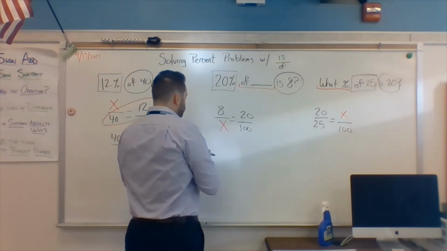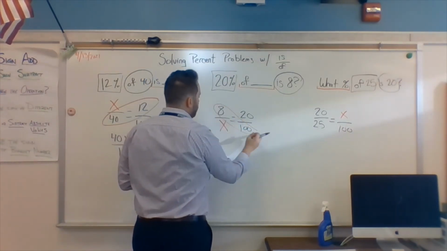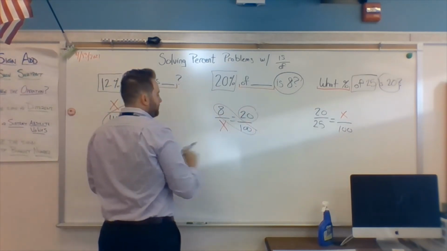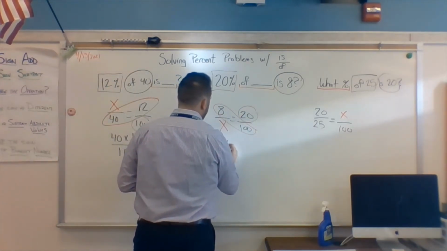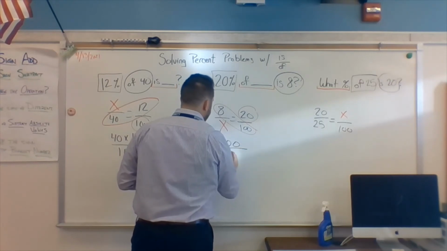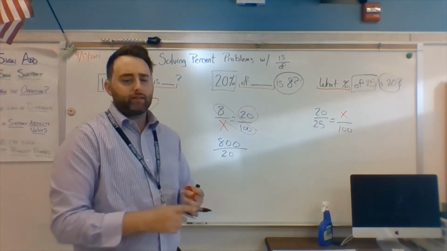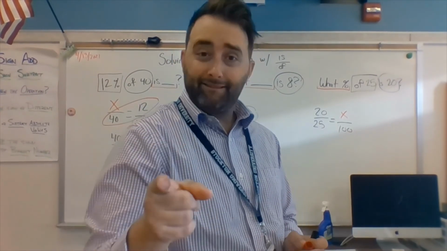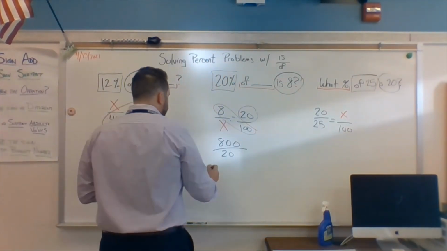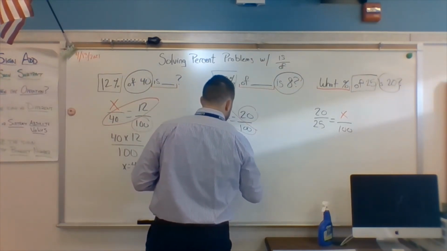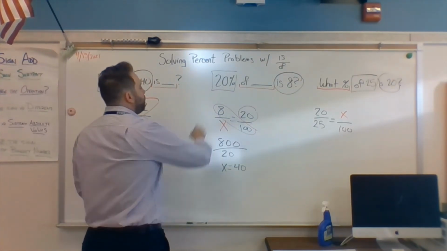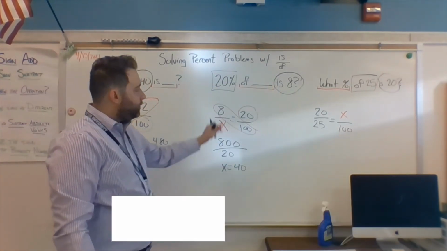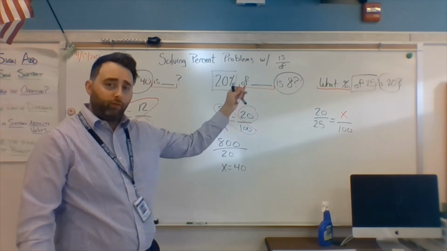I'm going to cross multiply, divide here. Cross multiply and divide by what's left. So 8 times 100 is 800. I know that. I can do that in my head. That's going to then be divided by 20. Pretty sure that gets me to like 40. 800 divided by 20 is, I'm correct, 40. So x equals 40. So 20% of 40 is 8. That's what this means. Okay, don't forget to finish the sentence. 20% of 40 is 8.